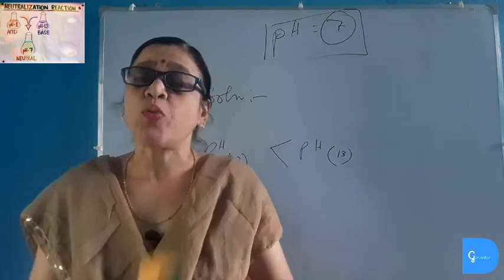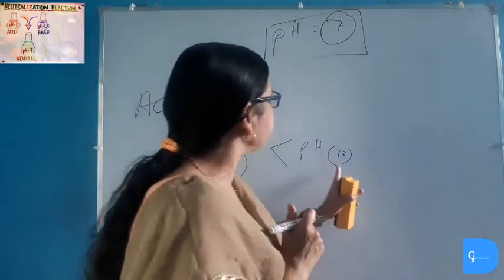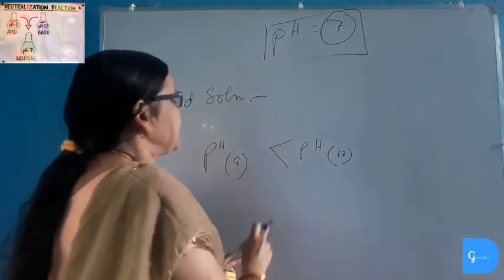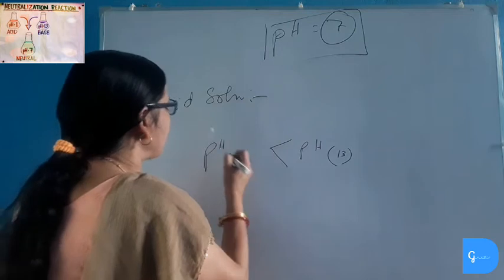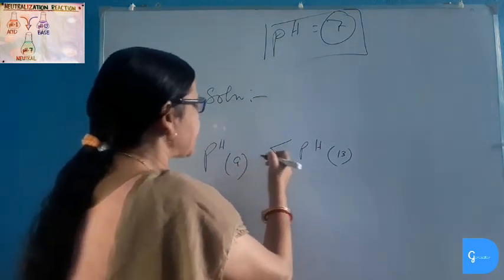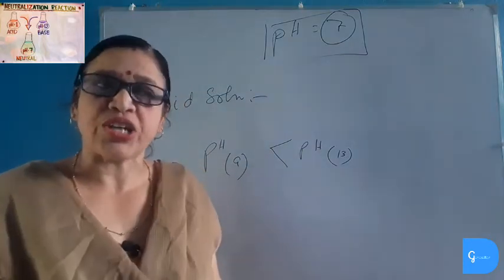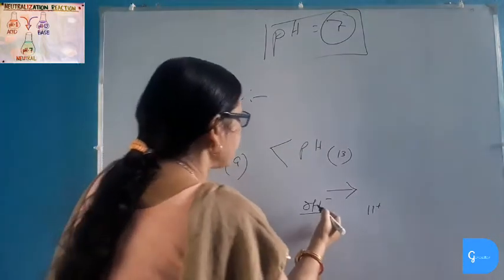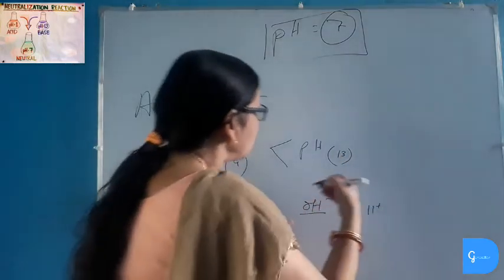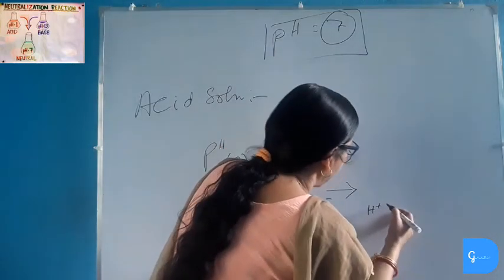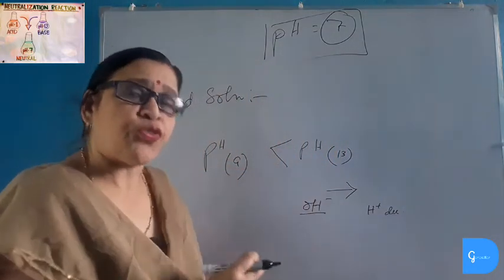Now, if we take two basic solutions, one having pH value 9, another basic solution having pH value 13, then we can say that pH value 13 is more basic than pH value 9, because as we move towards the right, the pH value increases, basic nature of the solution also increases, because hydroxide ion concentration increases as we move from 7 to 14, and hydrogen ion concentration decreases as we move from 7 to 14.